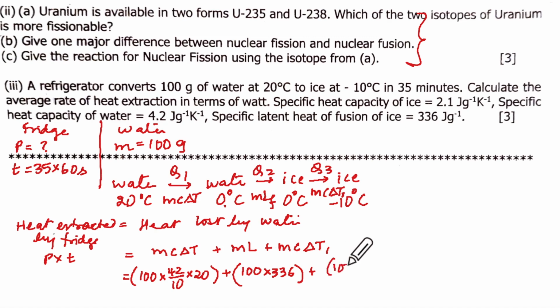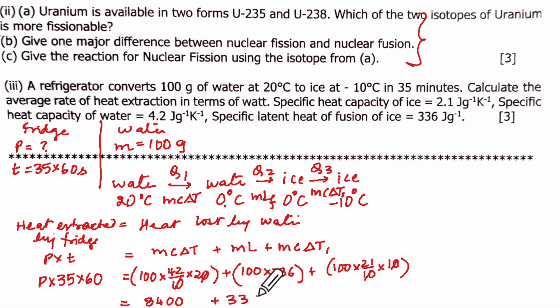Plus it will be 100 into, this is your ice. Ice specific heat capacity is given as 2.1. So I'll write 21 upon 10 into how much is delta T? 10. So let us cancel the zeros here, and P into 35 into 60 is here. This will give us 8400 plus 33600 plus 2100.